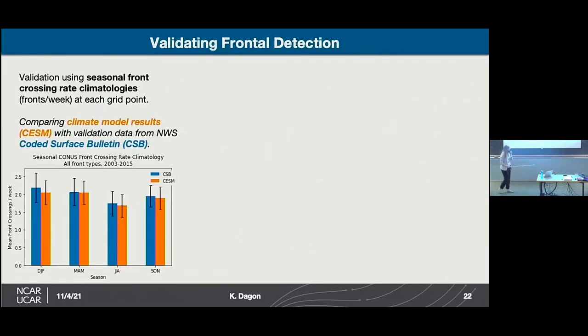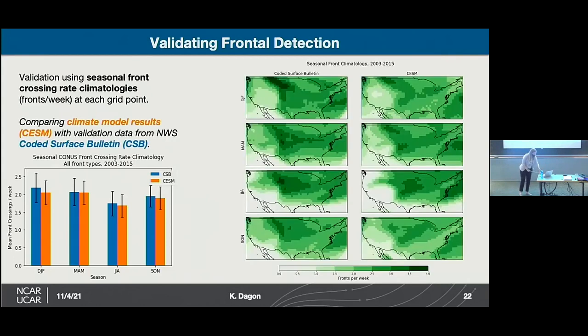So that's what I'm showing here, the bar plot. Now I'm sort of aggregating the results into these seasonal front crossing rate climatologies. So what I mean by that is how often is a front crossing a particular grid point, breaking that down by season and averaging across the continental US. So CESM is in orange and the labeled data set is in blue. And you can see that there's pretty good agreement between the two, at least when we aggregate the data in this way. But we can look at that spatially too.